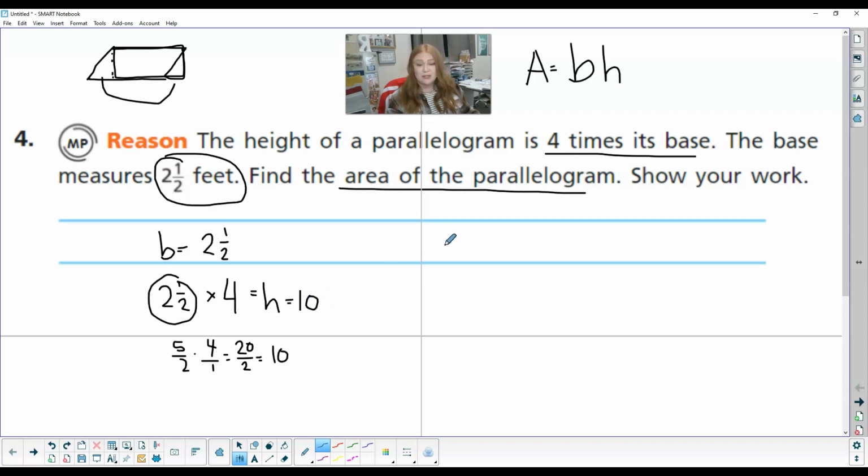So now I can do base times height. I want to make this improper, and then I can go ahead and multiply that out and simplify that to find my final area of the parallelogram. And don't forget, your answer is going to be in feet squared, because we are seeing how many squares we can cut this parallelogram into.